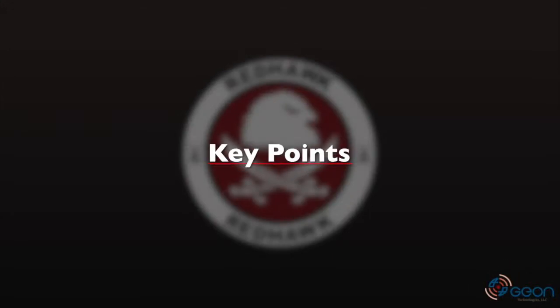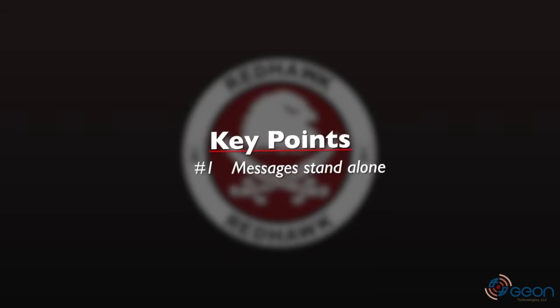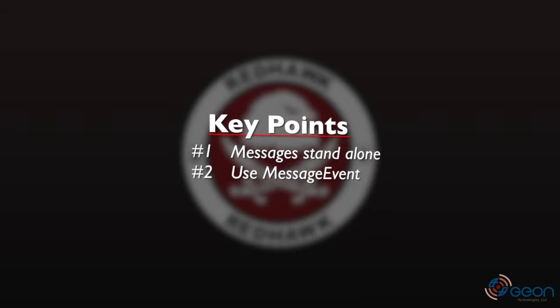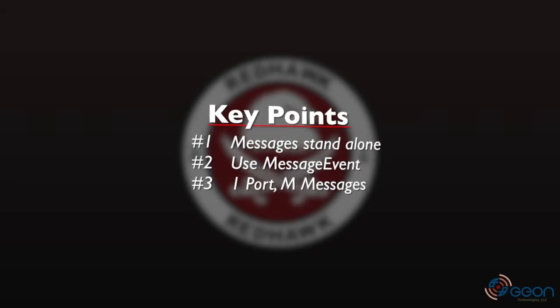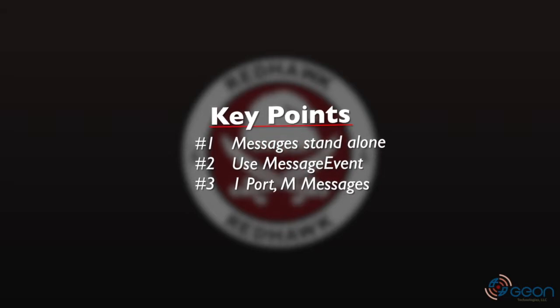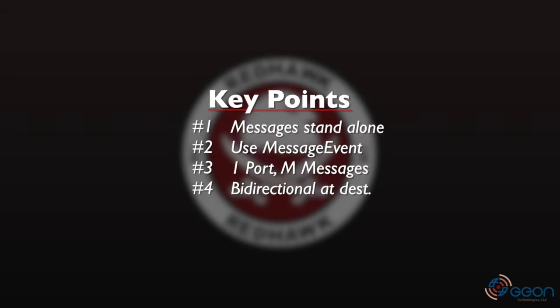Some key points from this session on messaging. Message properties can be no other kind. Messages leave an entity and are therefore carried on message event ports. These message event ports can carry several messages. The destination implements a bidirectional and the source implements a uses port, though of course both could be bidirectional if that's the intended data flow.